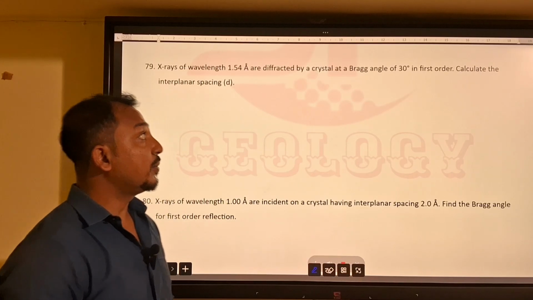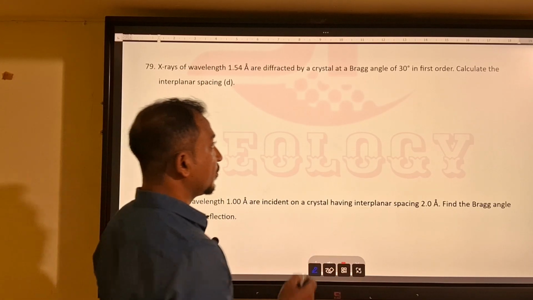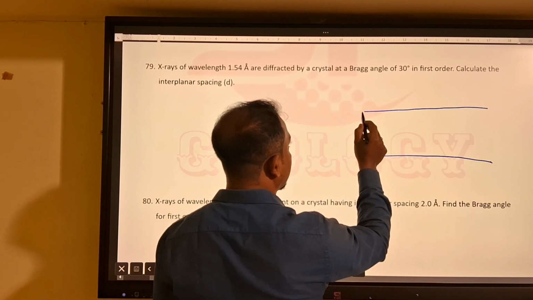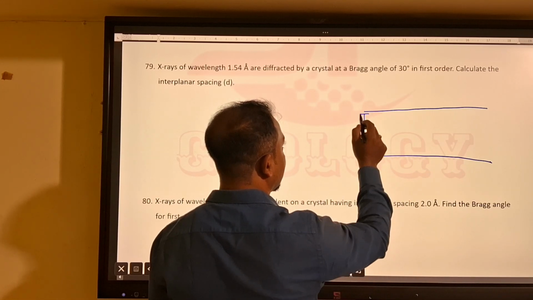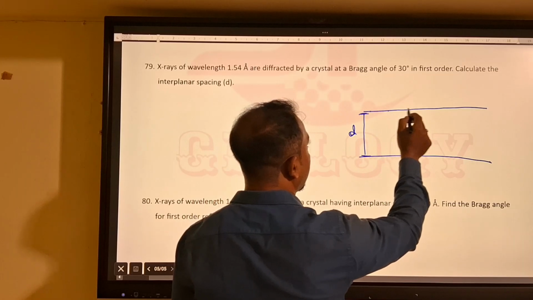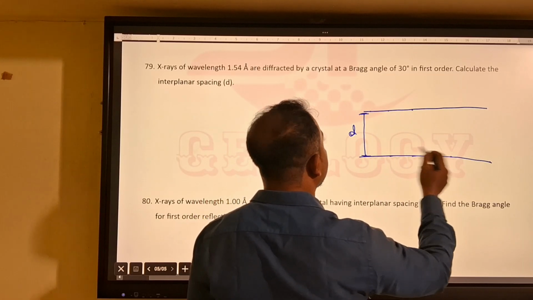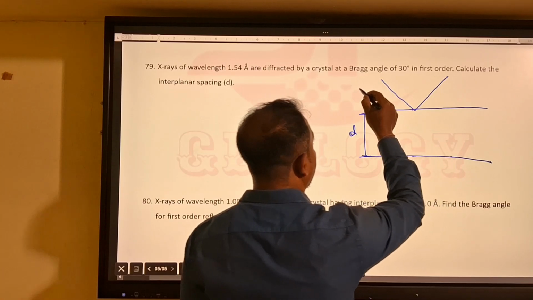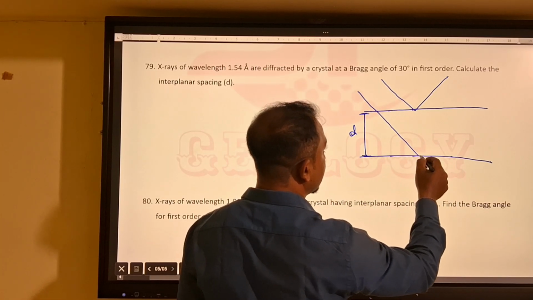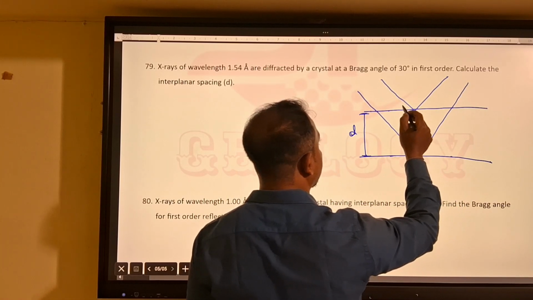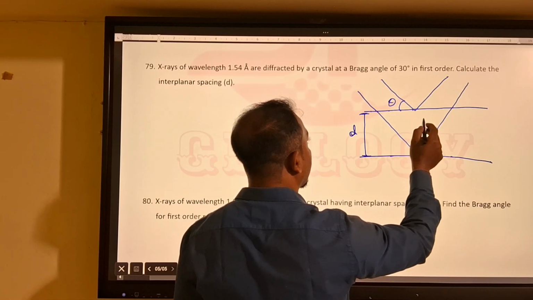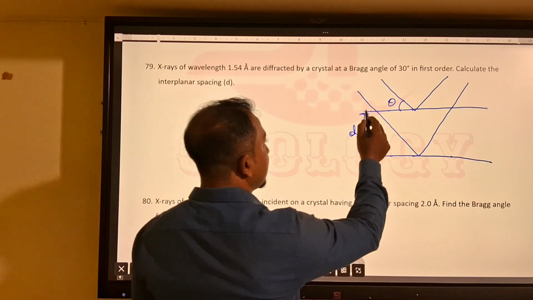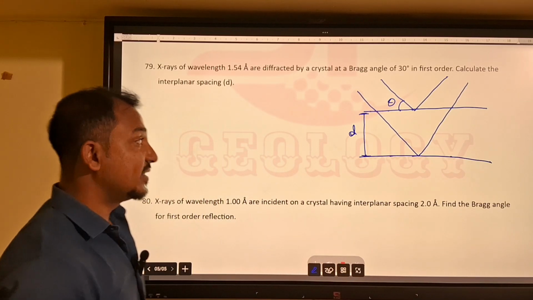So let's come to another type of problem, that is Bragg's law. Bragg's law is used to determine the interlattice spacing, that is d. Suppose this is one lattice layer, this is another lattice layer. A ray of light is incident on the lattice layers, and this will be your theta. With the help of this we will calculate the spacing between the lattice planes, that is d.